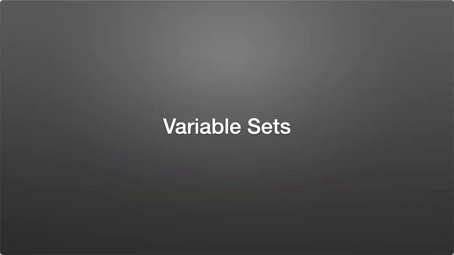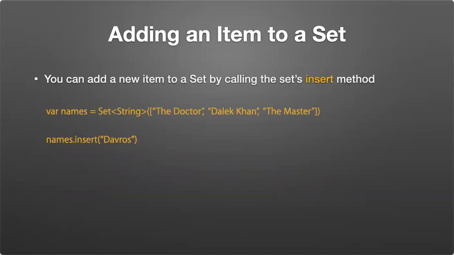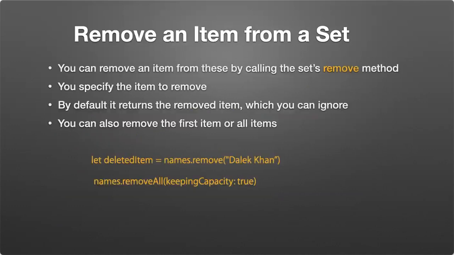Now, then we have variable sets. So variable sets allow us to do a few other things. So with variable sets, we've got a set name here where we've got a set of strings and we've got the Doctor, Dalek Khan, the master. We can now insert into that set Davros. So just like we could with arrays and with dictionaries, we can insert things. We can also remove things. So if we tell it exactly what the thing is, we can actually remove it from the set. And also we can remove all and keep capacity as we could with other collections.